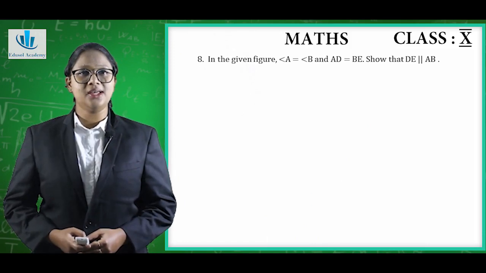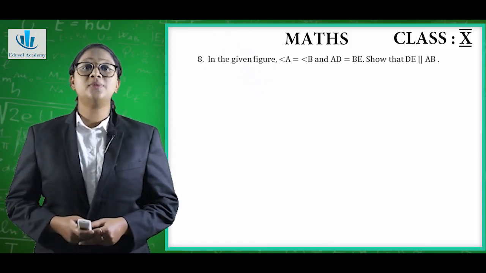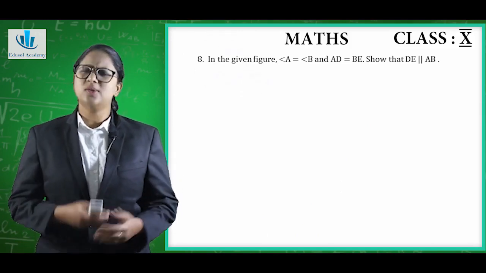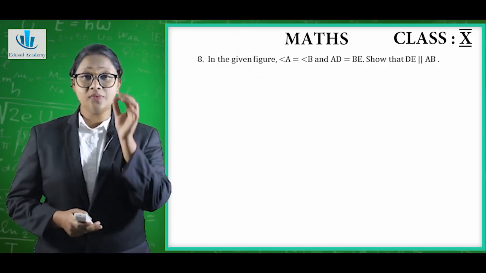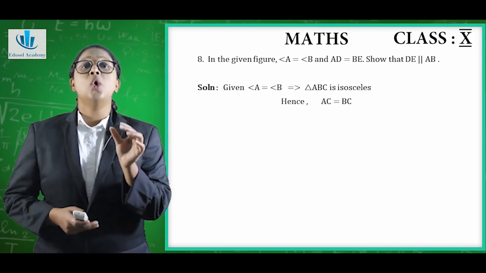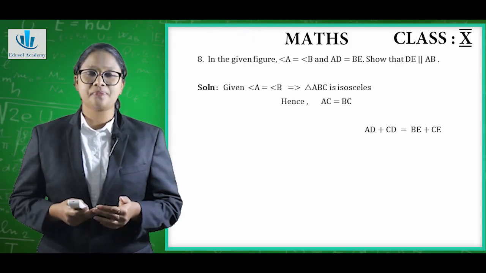In the given figure, angle A is equal to angle B and AD is equal to BE. Show that DE is parallel to AB. Looks like a simple figure. Yes, it's a simple problem as well. So we'll begin with angle A is equal to angle B. From that given data, we can infer that triangle ABC is an isosceles one.